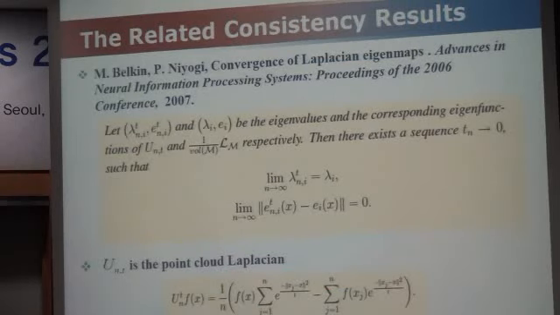So the connection is, if we use this notation, I don't want to tell more detail, we have the convergence. This is the graph Laplacian, this is for the Laplacian operator. This is the vector of the graph Laplacian, and this is the vector function of the Laplacian operator. So this is the connection between the discrete version and the continuous version. This is the discrete version. This is the continuous version.